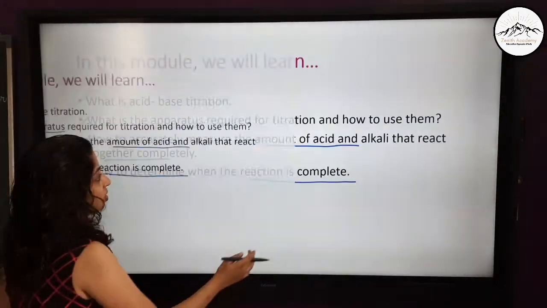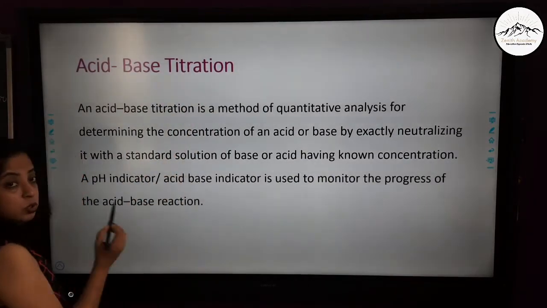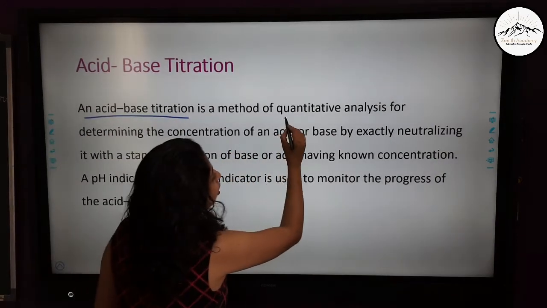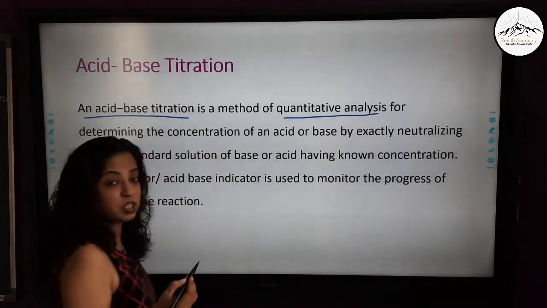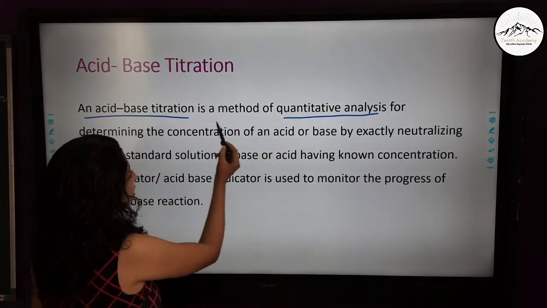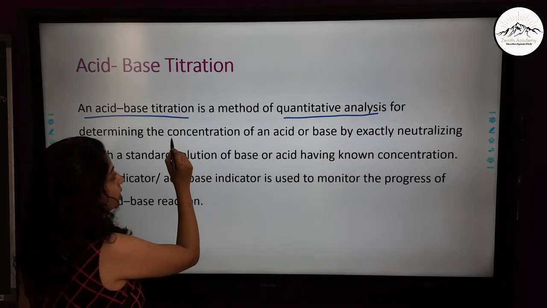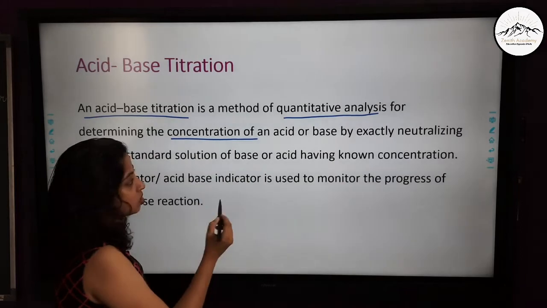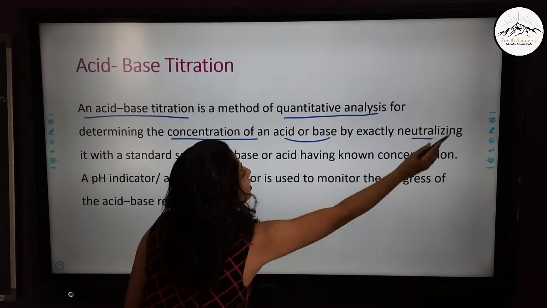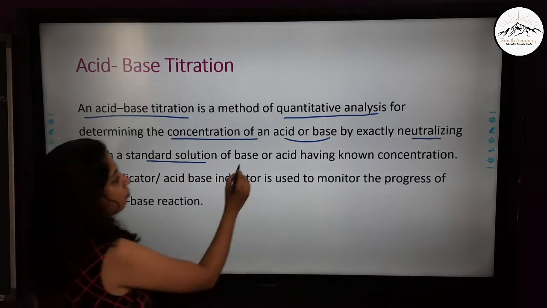So let's get started. Now what is acid base titration? Students, you should remember that an acid base titration is a method of quantitative analysis, meaning it measures the quantity, that is, how much. So acid base titration is a method of quantitative analysis for determining, what does it determine? Concentration. Concentration of acid or base by exactly neutralizing it with a standard solution of base or acid.